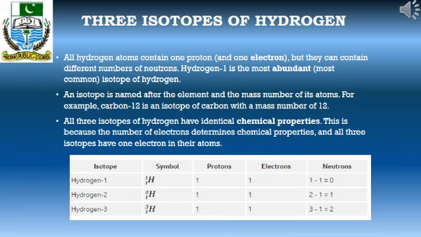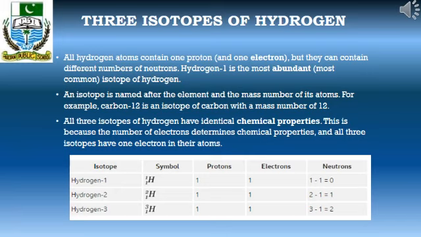If we take the example of hydrogen isotopes, there are 3 isotopes of hydrogen. All hydrogen atoms contain 1 proton and 1 electron, but they can contain different numbers of neutrons, as you can see in the table given. Hydrogen 1 is the most abundant, most common isotope of hydrogen.